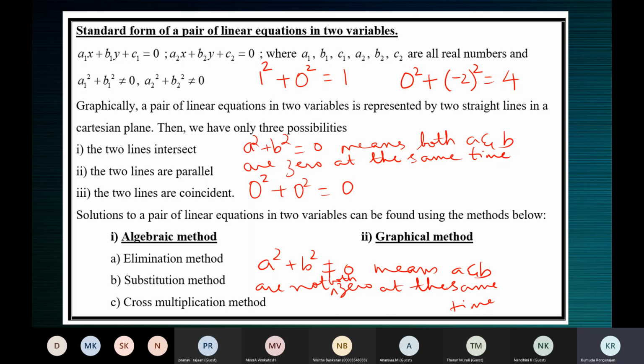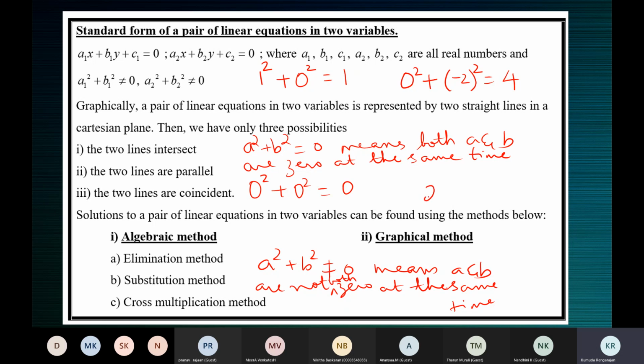Not equal to 0 means a square plus b square is not 0. That means the value is not 0. That means a and b are not both 0 at the same time. Because only if both of them are 0, the answer will be equal to 0. If one of them is 0, or they take different values, a square plus b square will not be equal to 0.